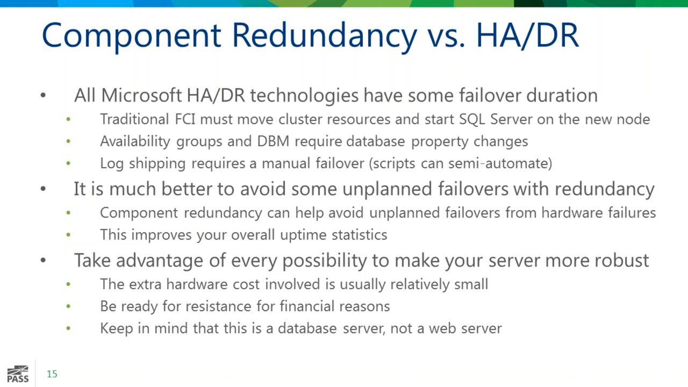Now, component redundancy versus HADR. Every HADR technology we're going to talk about has some failover duration, typically seconds up to maybe a minute or two. So for example, a traditional failover cluster instance has to move all the cluster resources from one node to another and then start SQL Server on the new node. And that takes anywhere from 60 to 90 seconds in many cases. Always On availability groups and database mirroring require just a database property change, so it's much more quick to fail over, but still, you're usually talking 5, 10, 15 seconds depending on your workload. And then log shipping requires a manual failover, although you can put scripts together that can sort of semi-automate that and make it a lot faster.